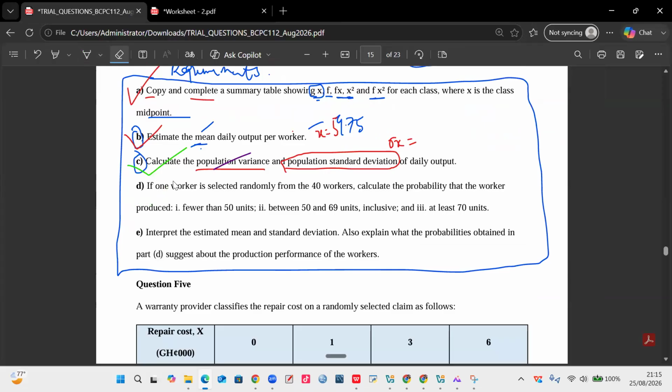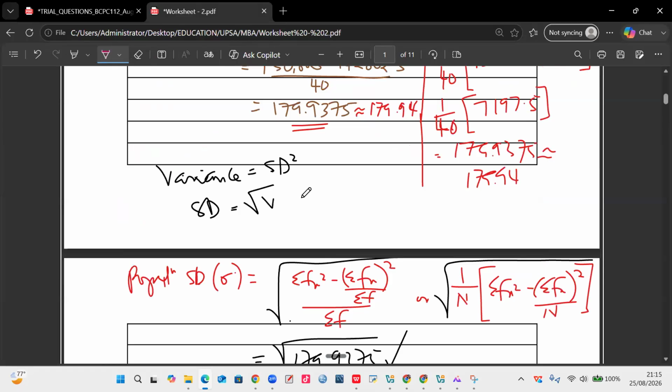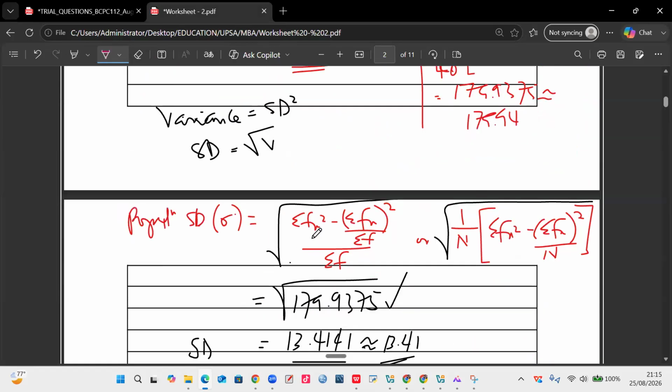Please, I tried solving the one that you got the answer 179.9375 for, but the calculator gave me 179.95. Madam, do you know where we started from? Look at where we started from. No matter what my calculator wasn't giving me.